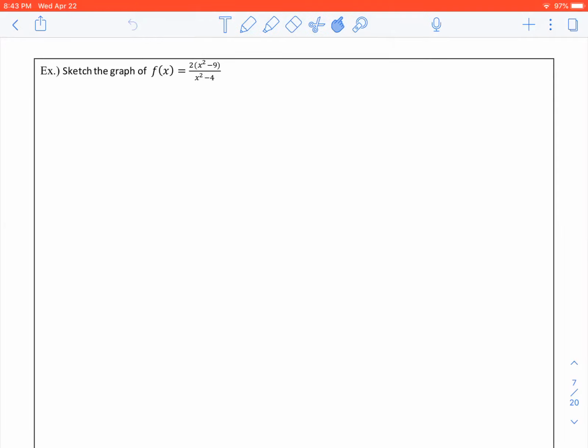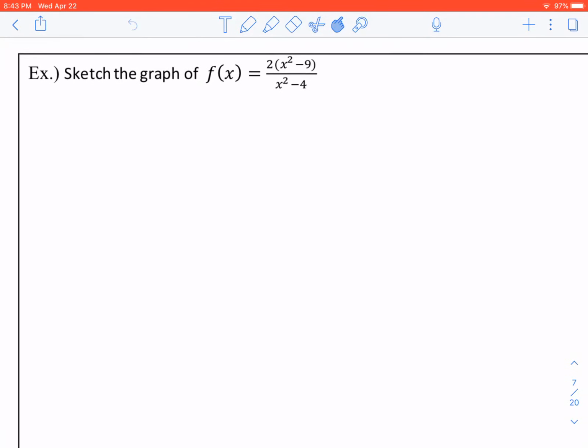This is section 4.5. I am on page 7. The example says sketch the graph of f of x equals 2 times x squared minus 9 all over x squared minus 4. First thing is, what is the domain of this function?